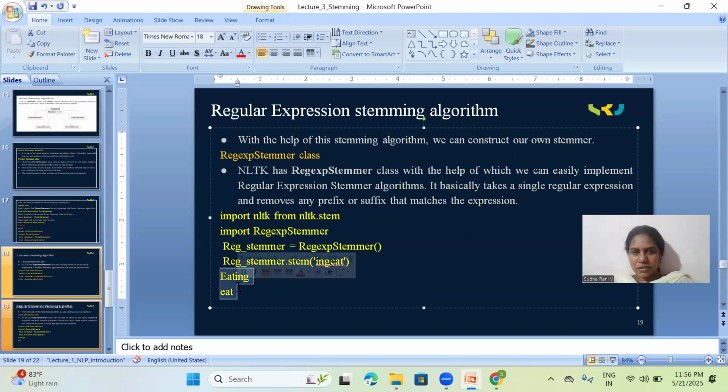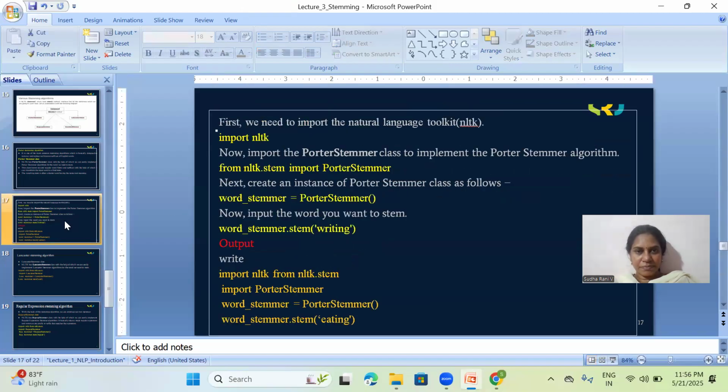This is the regular expression stemming.